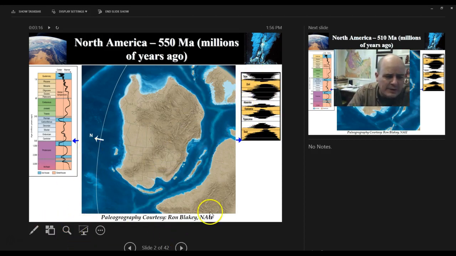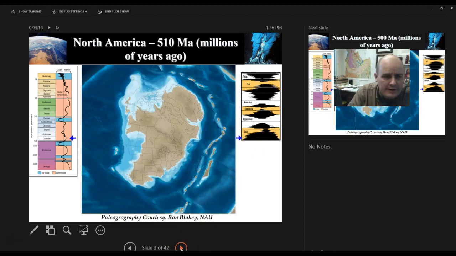Okay, so here we go. Here's North America. There's Africa and South America. Here's Europe. And as I click forward, this is now 510 million years ago. Now notice where Africa and South America are. They're moving away. So this is that divergent plate boundary in the middle, pushing things apart.